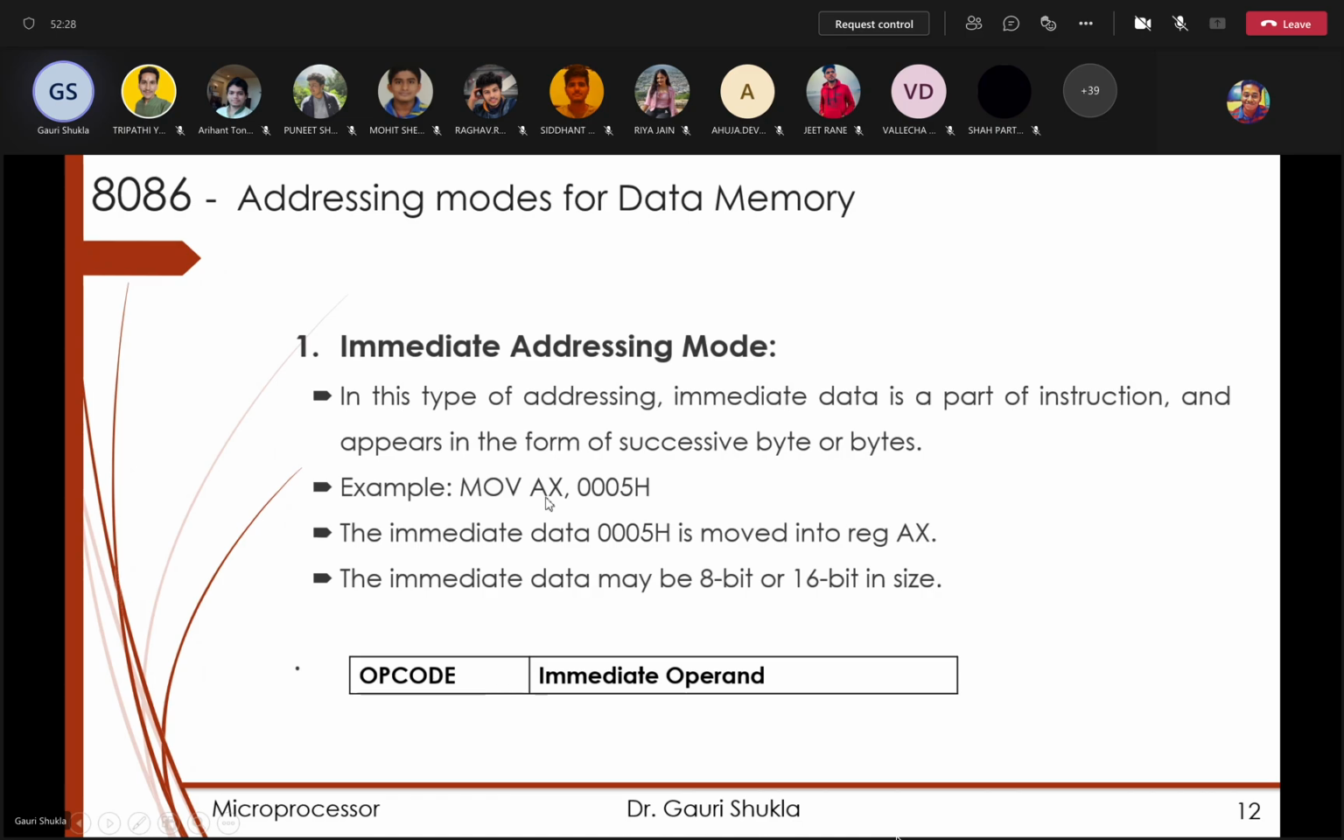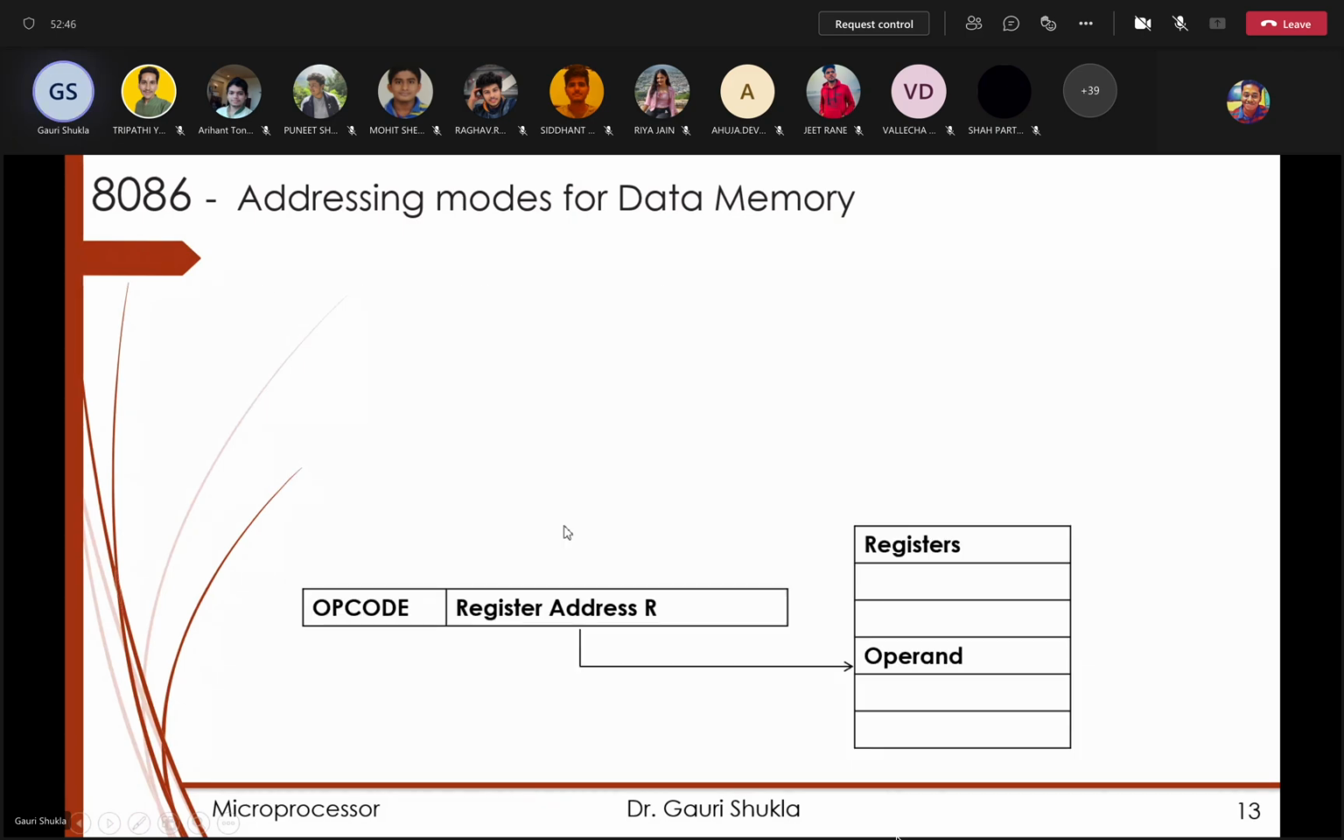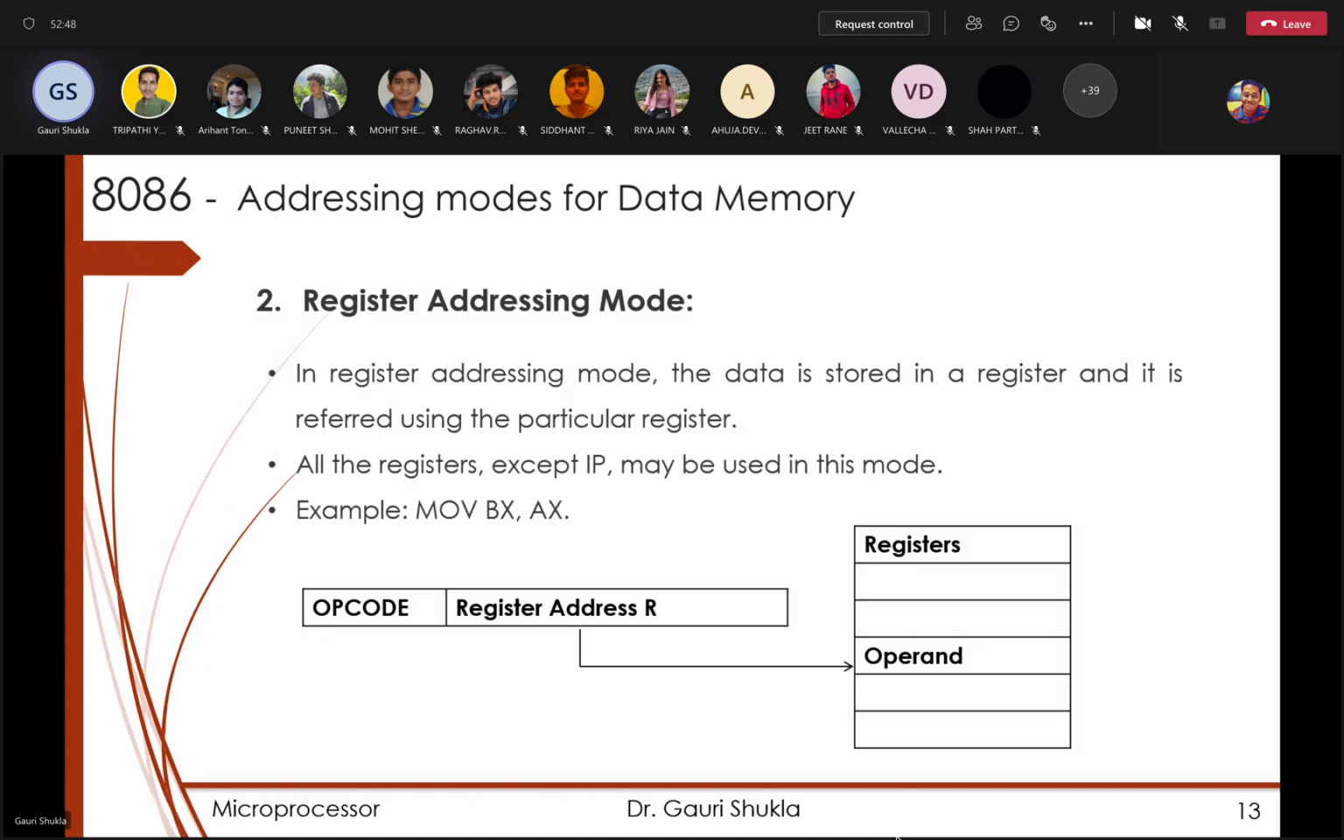But my 8086 is 16-bit. It has a 16-bit data bus, so I can do 16-bit operations directly. So I can directly use MOV AX, 0005. Correct? Clear? Yes.